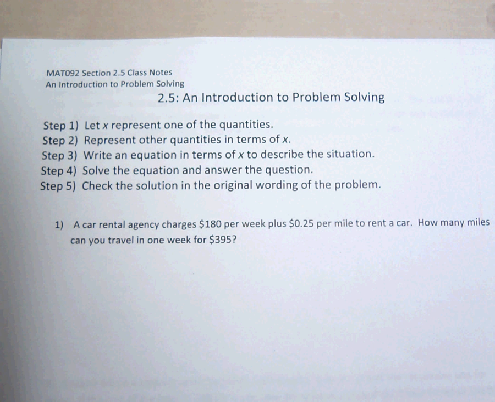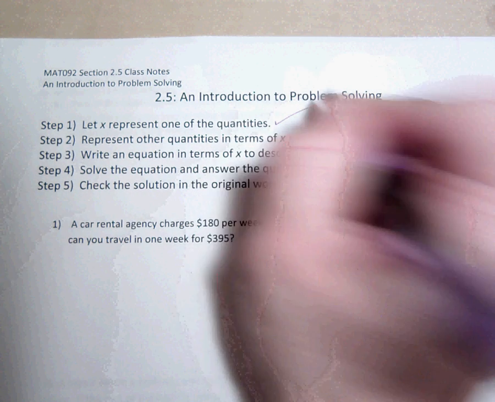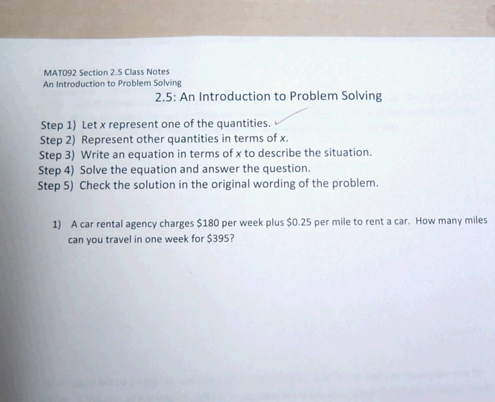So before we start solving the problems in this section, we need to look at our 5 steps for problem solving. Step 1. We're going to pick x as the variable we use to represent one of the quantities that we're supposed to find. So sometimes we'll be finding more than one quantity, but we're going to start with step 1 and we're going to let x be one of those quantities.